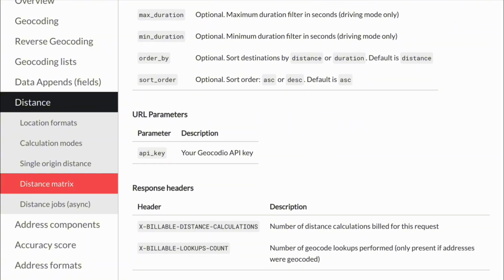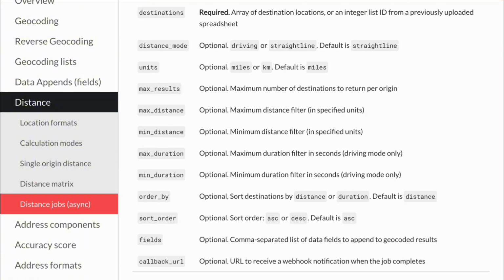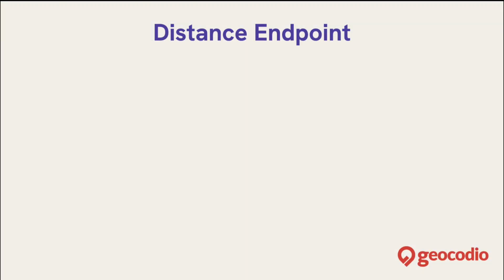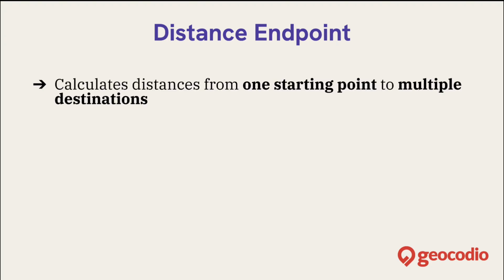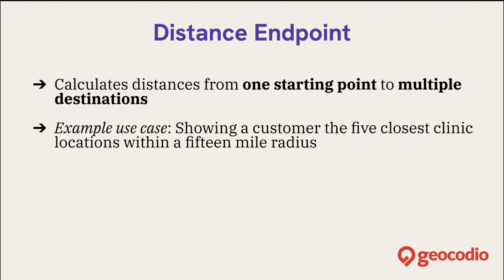Geocodio offers 3 ways to calculate distances, each designed for different use cases. First, the single origin distance endpoint. This calculates distances from one starting point to multiple destinations in real time. It's perfect for things like showing a customer the 5 closest clinic locations within a 15-mile radius.